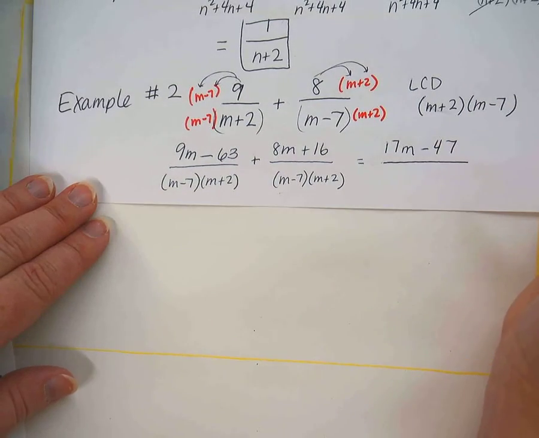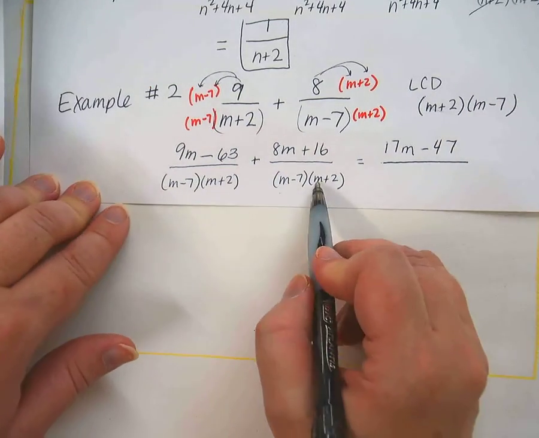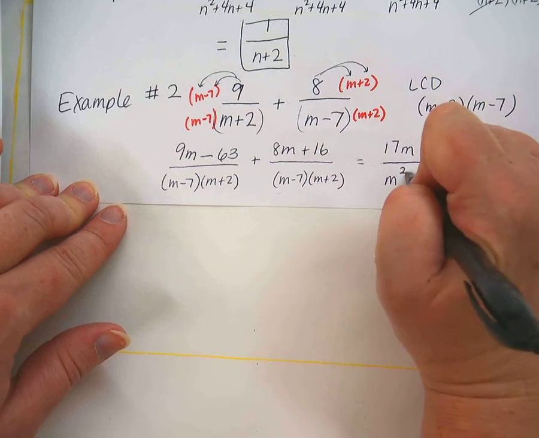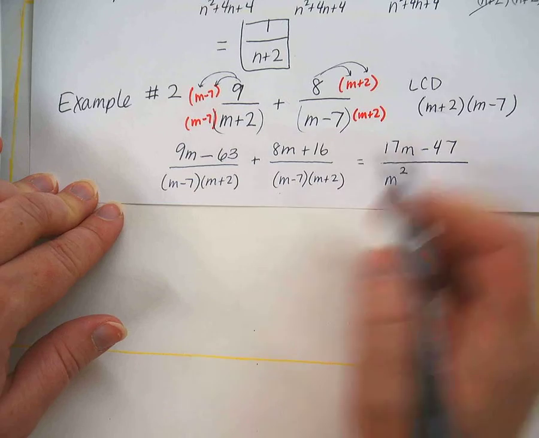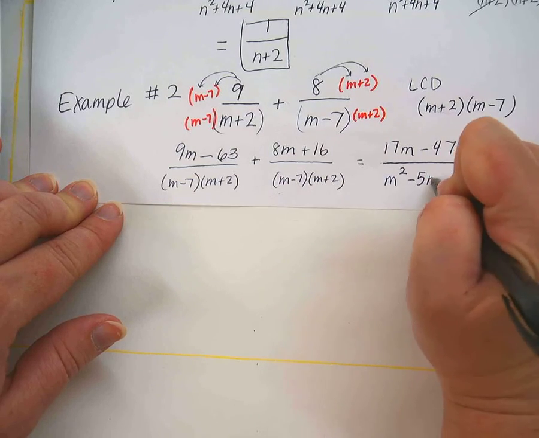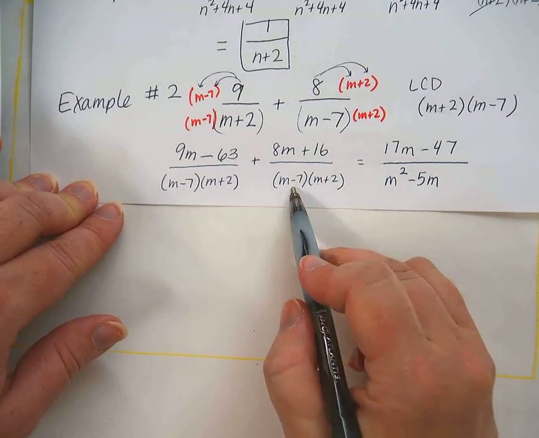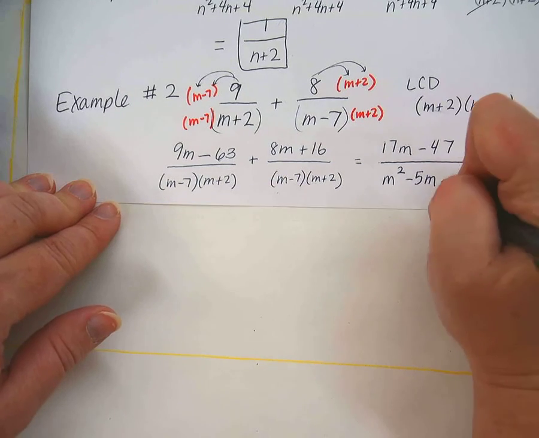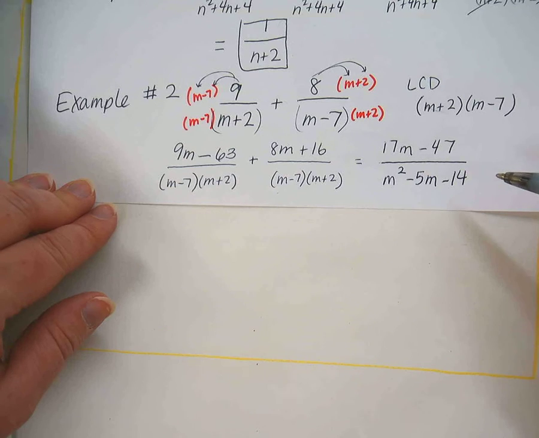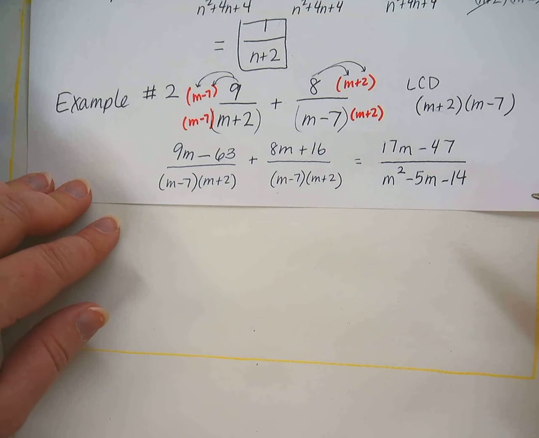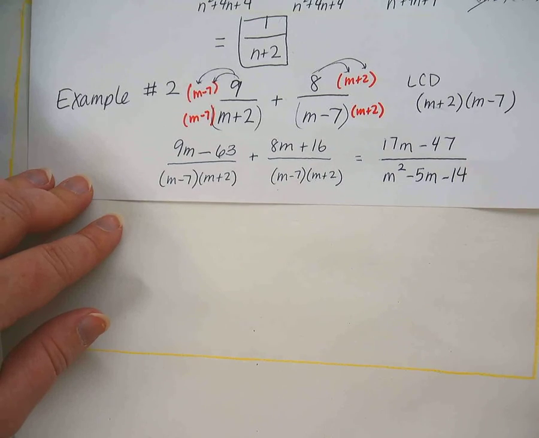or you could go ahead and FOIL now. Okay? So m times m is m squared. m times 2 and negative 7 times m will give us a negative 5m in the middle. And then negative 7 times positive 2 is negative 14. So there was a negative 14 in there. Okay? But negative 14 was just a teeny tiny part of that least common denominator.